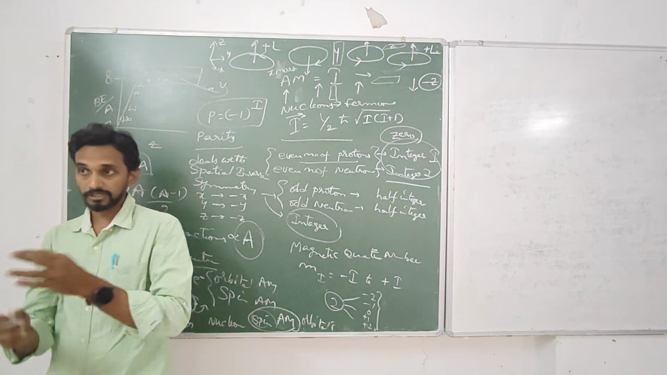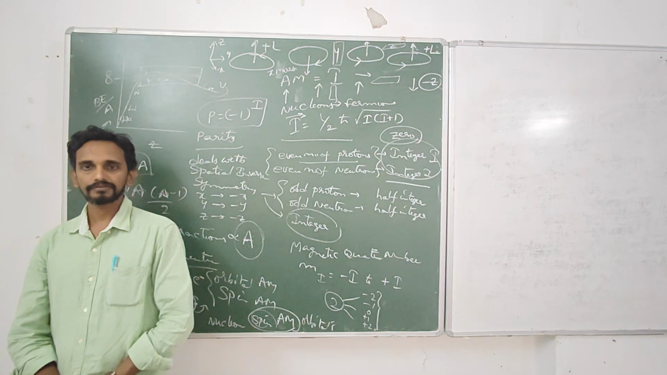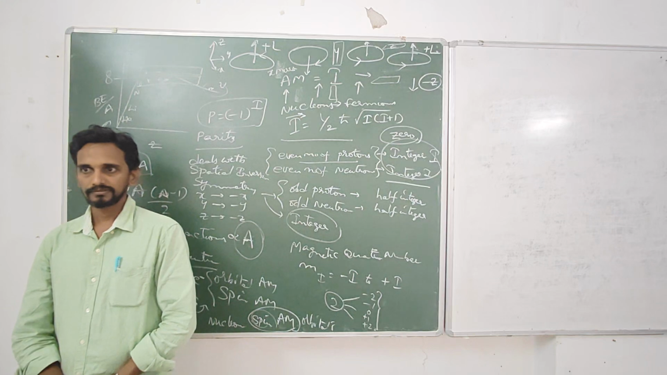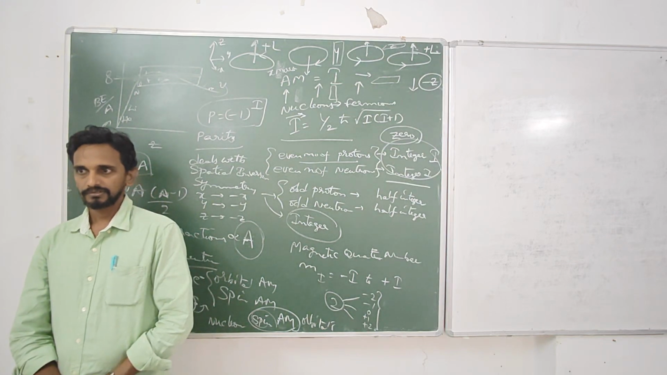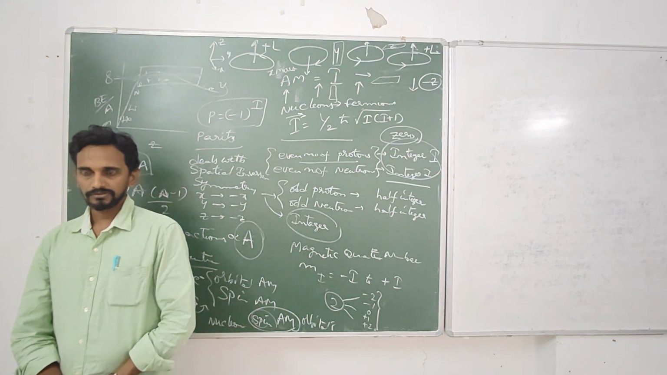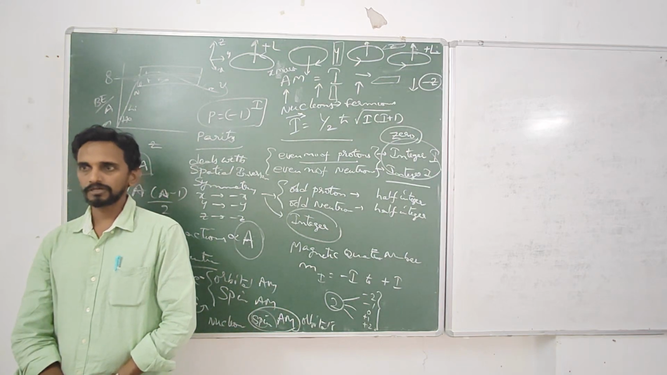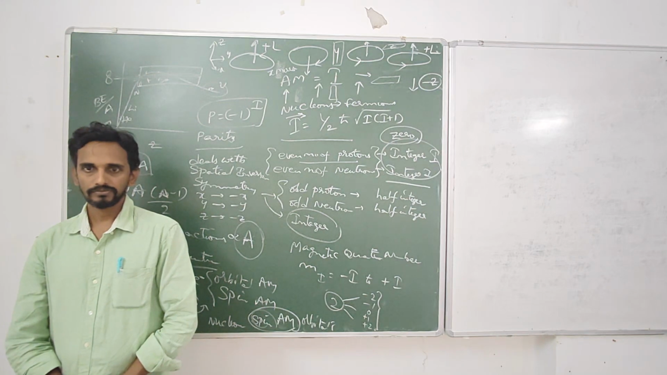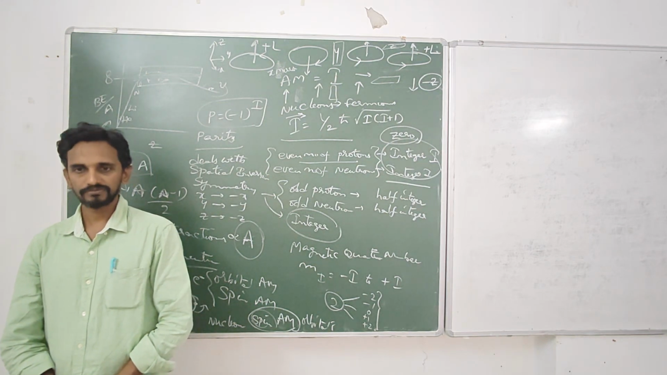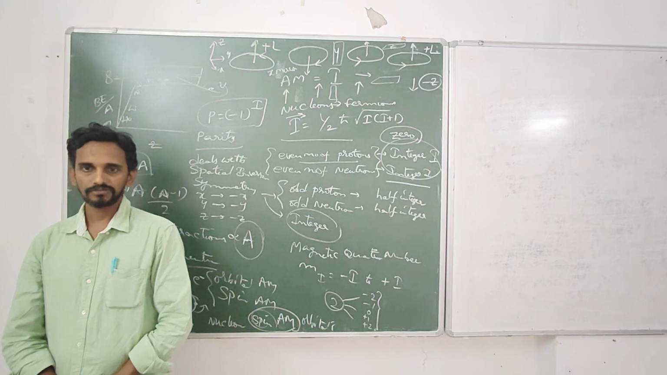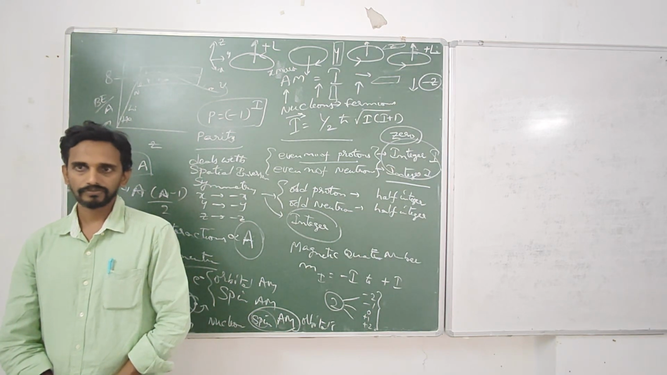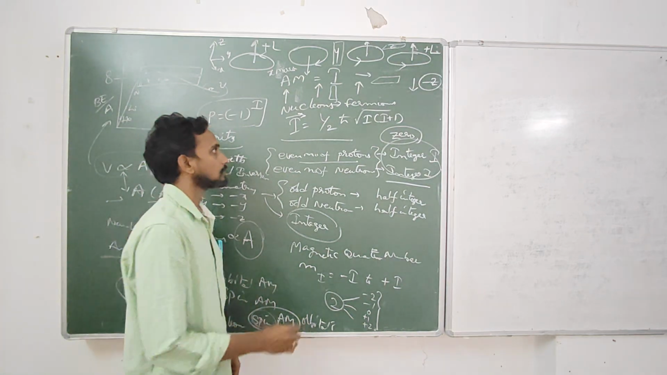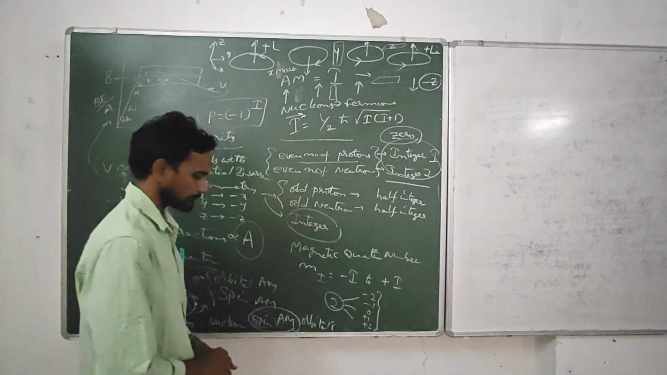So what is the primary requirement to bring an object into circular motion? Okay, fix its center. And some force should be acting towards it. Yes, there should be a perpendicular force acting always towards a fixed point.